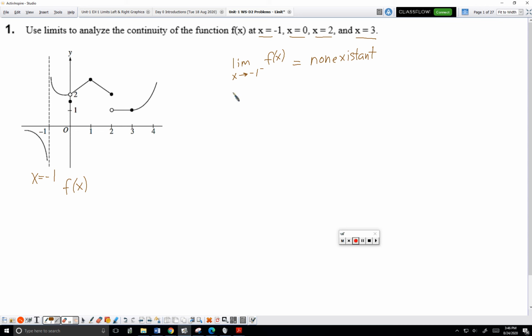Then we find the limit from the right. That will be the same for a spot on f where f has a vertical asymptote. So we write non-existent again. And therefore the overall limit is also non-existent.